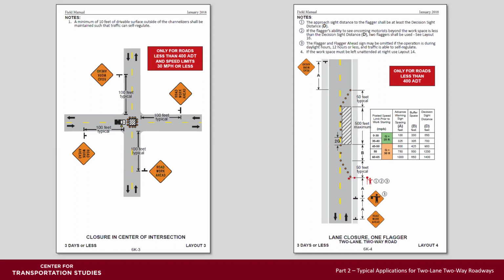For layout 4, good sight distance is required from both directions. There's a single flagger, and that flagger must be able to see oncoming traffic beyond the workspace. If the workspace is left up at night, there's layout 14, which we'll look at in a bit, using stop signs.